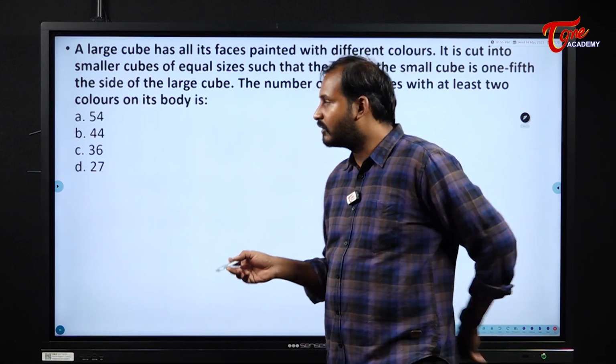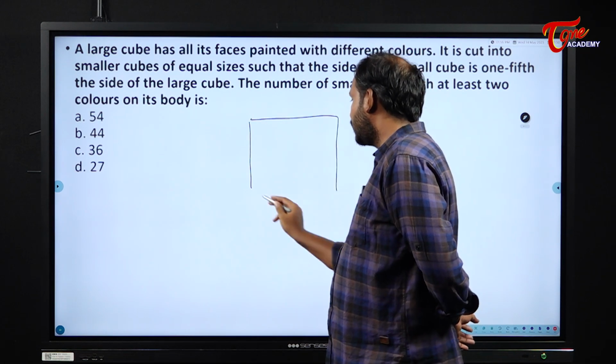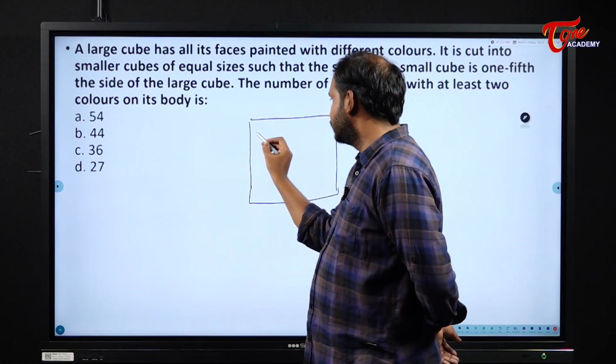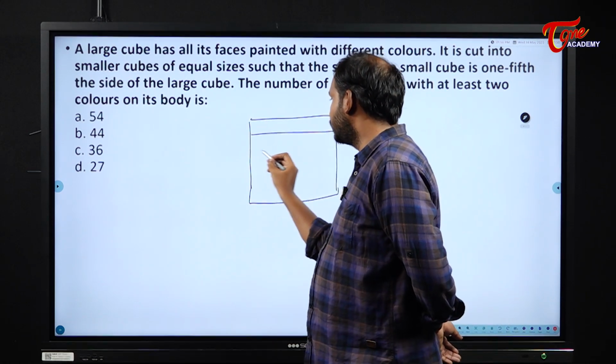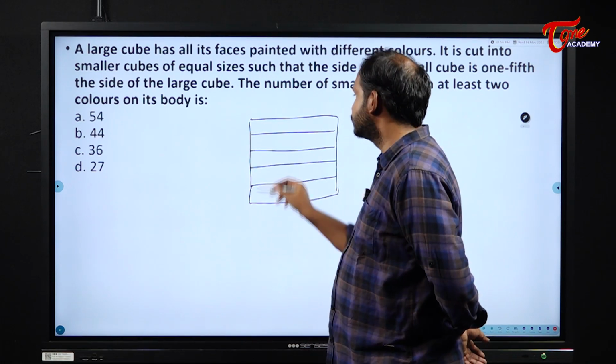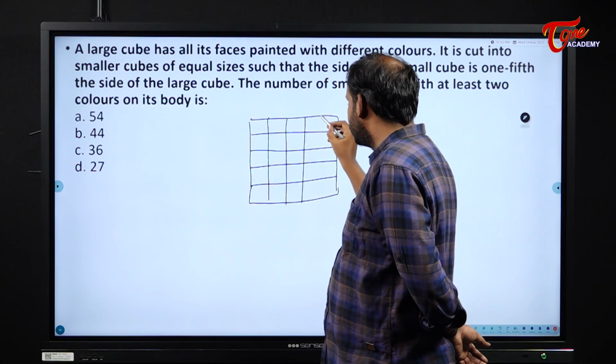1/5 portion. That means out of 5 parts I need to take only 1 part at a time. So, our example question, similar to our first question, which we have discussed now. 1, 2, 3, 4 and 5. Next 1, 2, 3, 4 and 5.